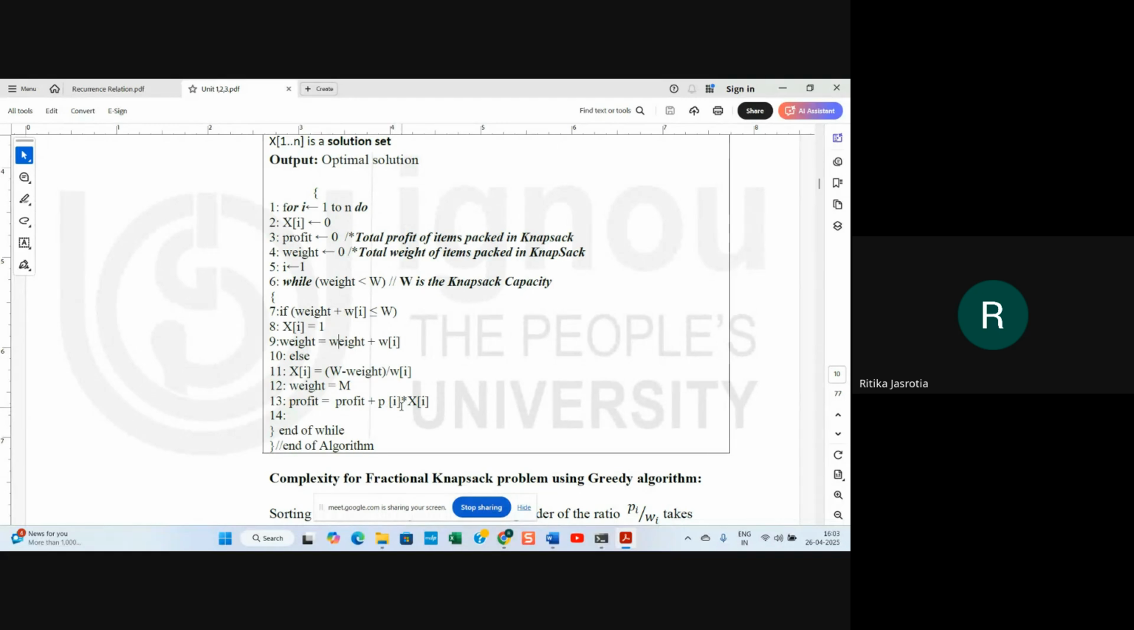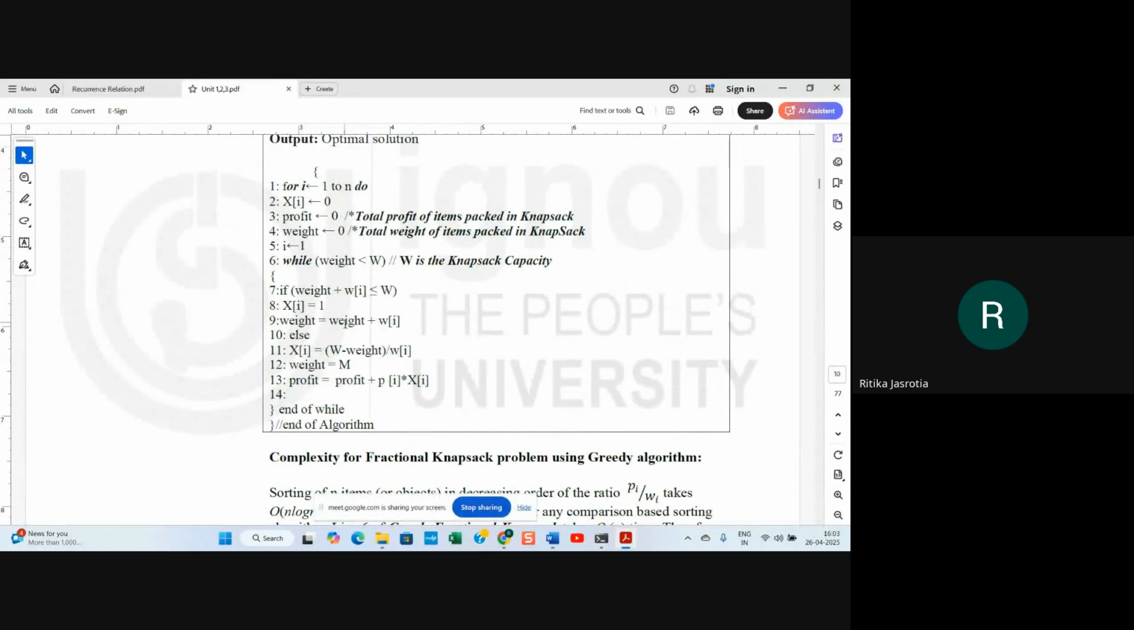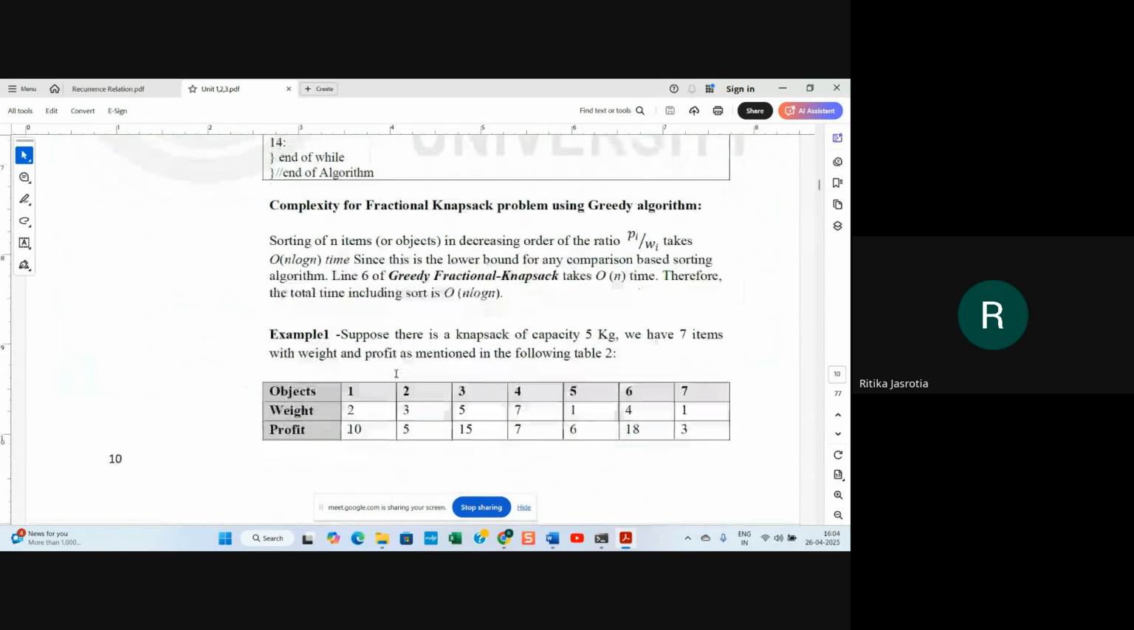In the profit you are calculating pi into xi, and you will keep on checking the weight, whether it is less than or equal to the weight, you will put it in the xi; otherwise you will put the fractional weight. That is what we are doing, and finding out the profit until all the weights have been checked and your weight has been set here. That is what we are doing. This is the algorithm for that, right?